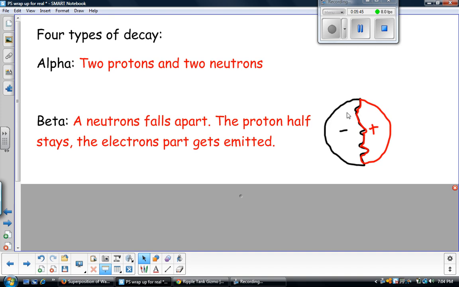During beta decay, the electron part of the neutron gets emitted, so it actually leaves the atom and the extra proton stays behind. So what does that do to the atomic number? Well, it makes the atomic number greater by 1. So it still changes it to a different element, but it changes it to an element that is higher on the periodic table instead of lower.